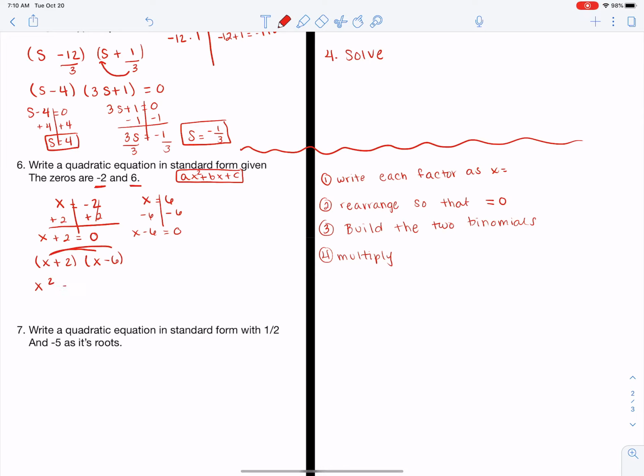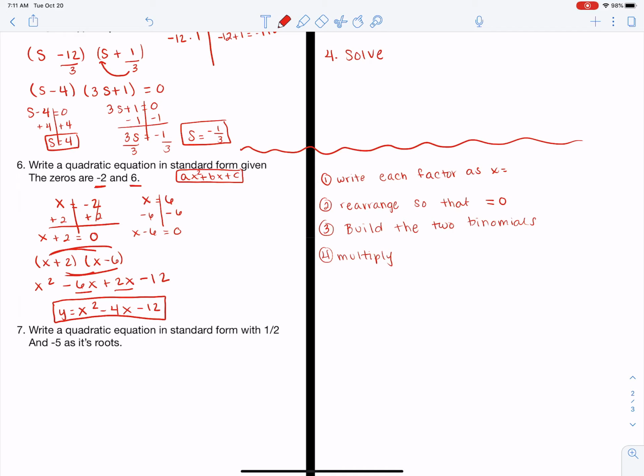x times negative 6, negative 6x. 2 times x is 2x. And 2 times negative 6 is negative 12. Now we're going to combine our like terms. So x squared, negative 6x plus 2x is negative 4x. So my standard form equation is y equals, or f of x equals, x squared minus 4x minus 12. Okay, when you put your answers into Canvas today, pay real close attention to how I want you to input that one, okay? All right, number 7.